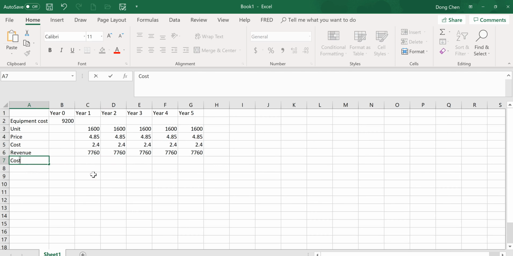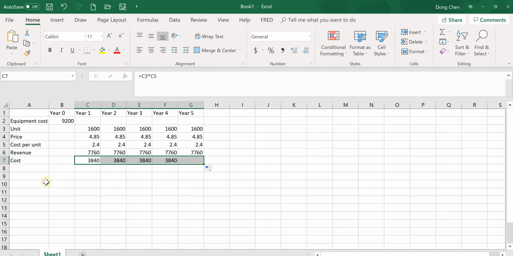The revenue and then cost. To differentiate from this cost, this is the cost per unit. Price, I don't think I need to write it because generally we understand price to be the price per unit. So this is the total cost, and it's the number of units times the cost per unit. So again, pull this all the way to the right.